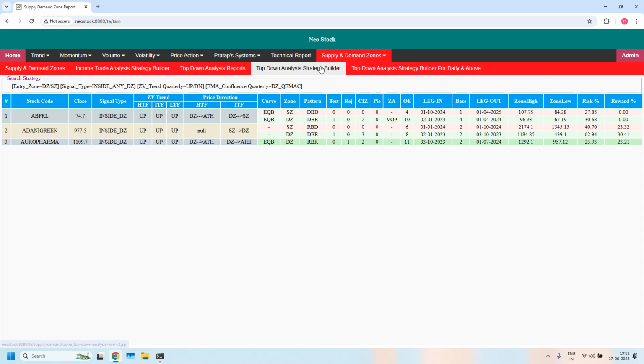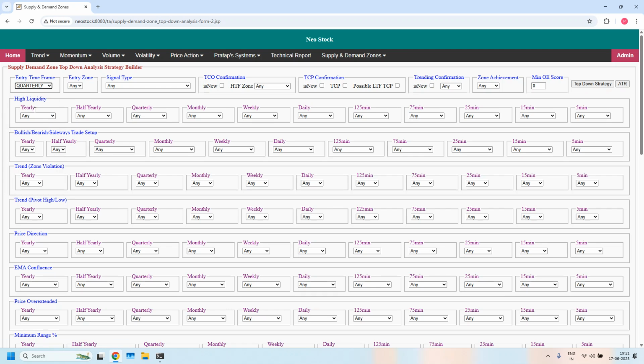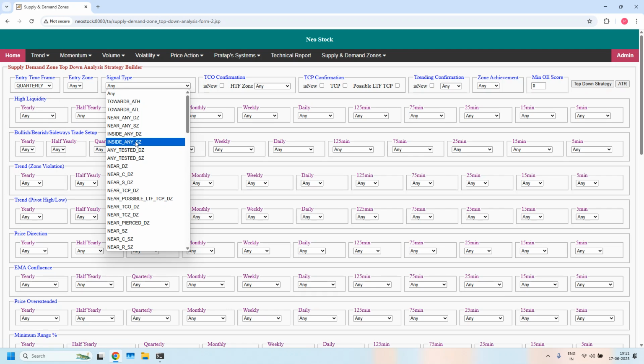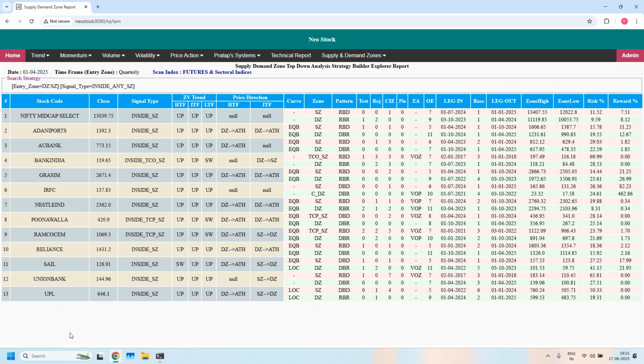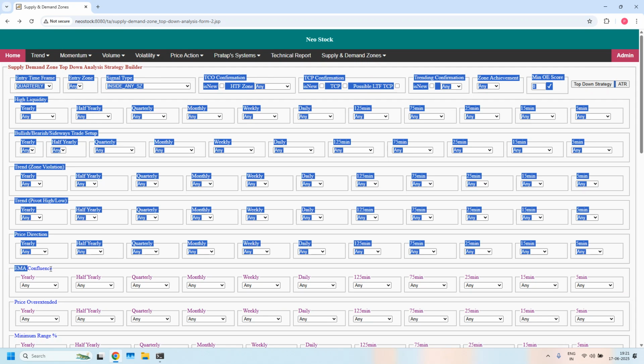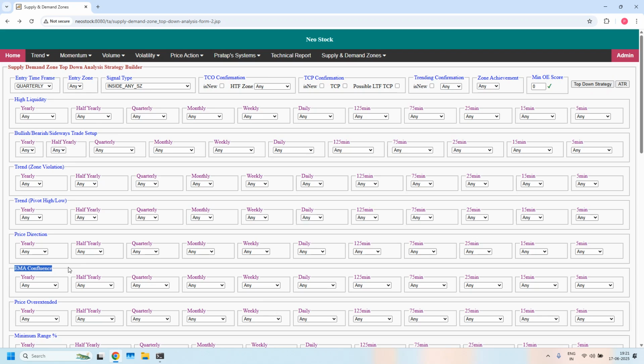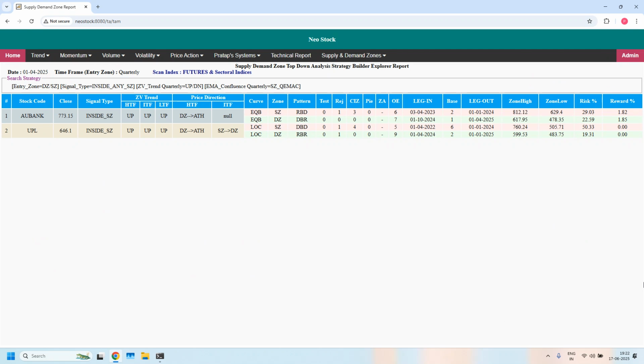Okay, next quarterly supply zone. Price closed inside the quarterly supply zone. We got 13 stocks. Let's further filter based on quarterly supply zone having quarterly EMA confluence. And also trend on the quarterly should not be sideways. It can be up or down. With these filters, we got 2 stocks.